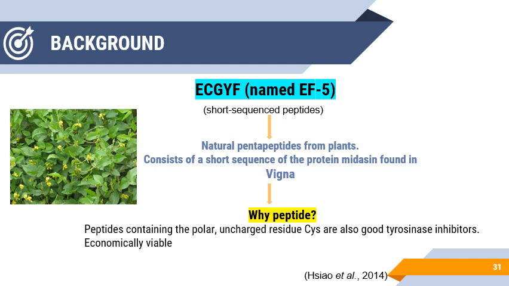And why is a peptide used as a tyrosinase inhibitor? Because peptides containing the polar uncharged residue of cysteine are also good tyrosinase inhibitors. And also, peptides from the Vigna plants are economically viable.